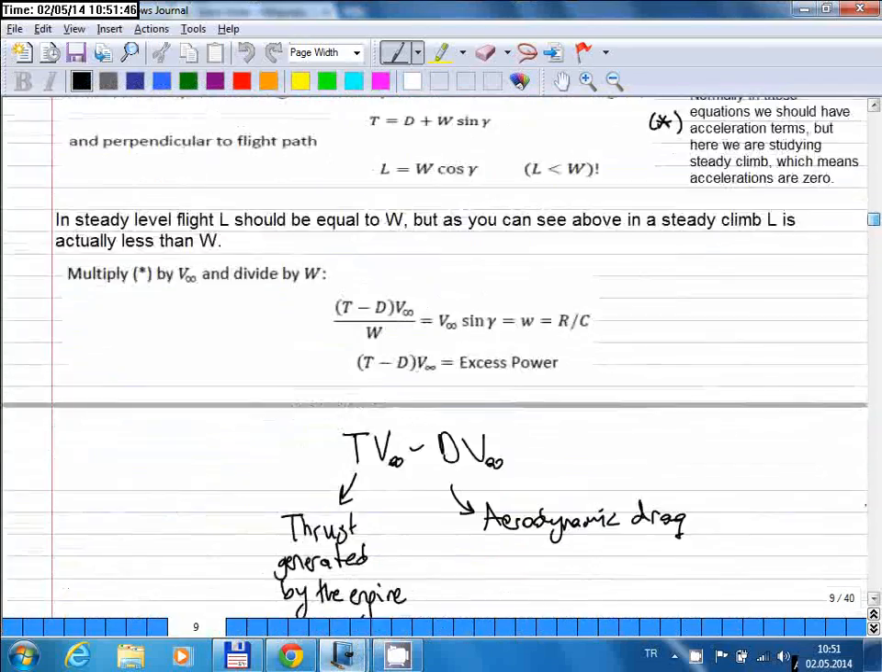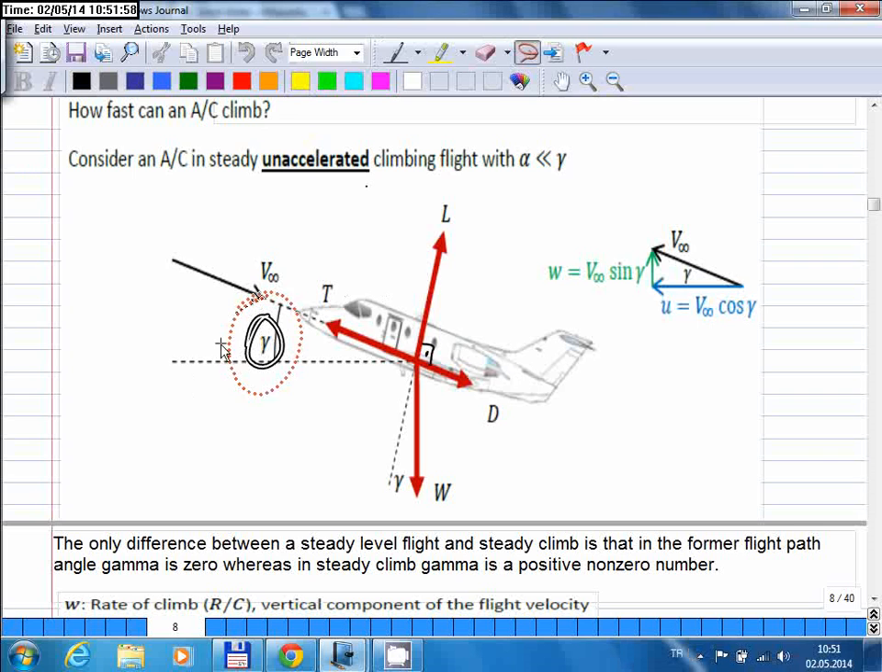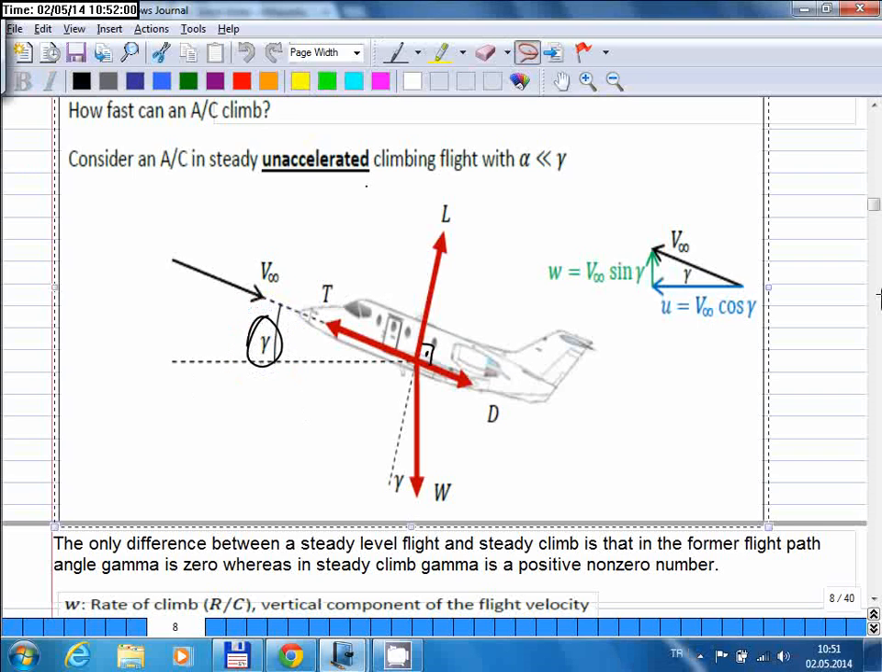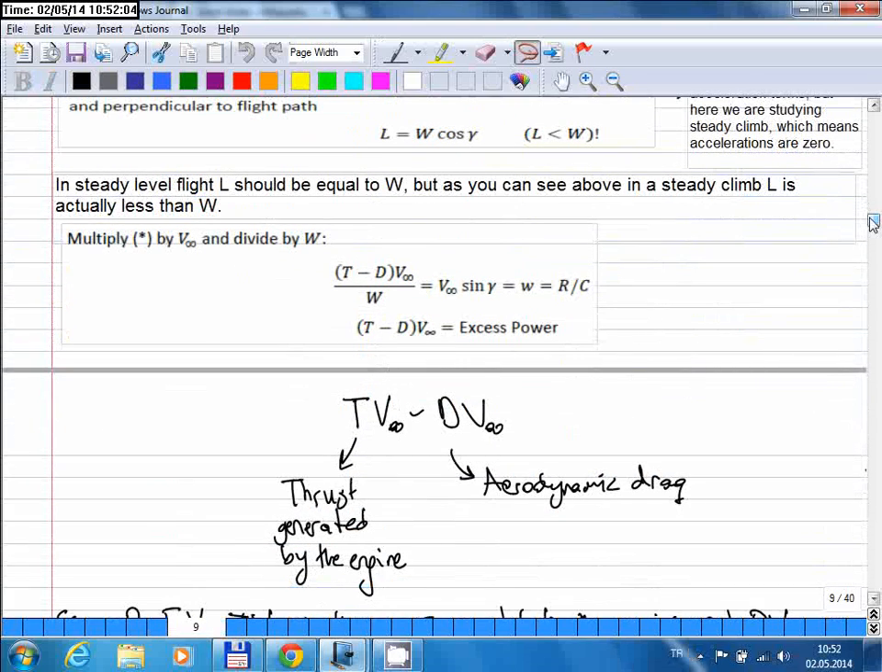So let me just find that. Okay, so we said that the speed of the aircraft is constant, and the difference between this case and the steady level flight is there's a positive flight path angle. And then by manipulating the drag equation, we arrived at this equation. So we basically obtained an expression for the vertical speed of the aircraft, which we call the rate of climb.